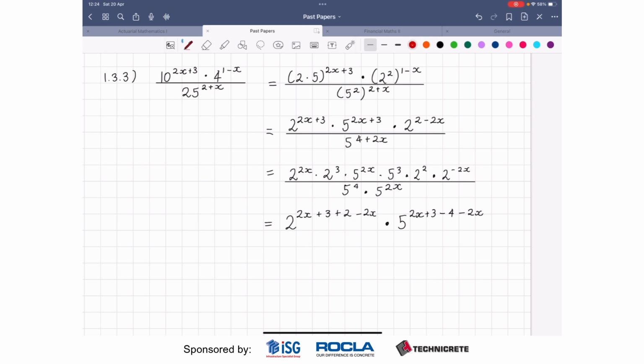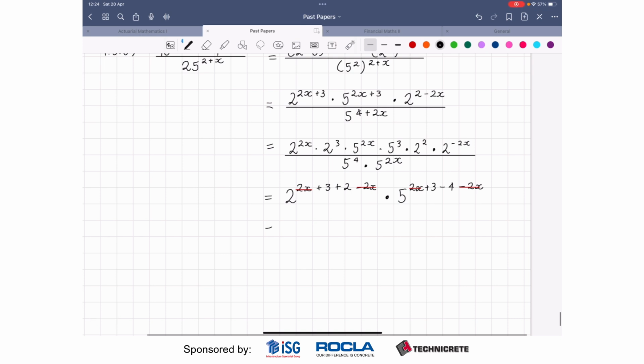Then in my exponents, I want to group the like terms. So I see that this 2x cancels out with this minus 2x, because 2x minus 2x is 0. And that's going to be the same for the base 5. And then I can just add the numbers that are in my exponents. So I'm going to have 2 raised to 3 plus 2, which is 5, multiplied by 5 raised to 3 minus 4, which is minus 1.